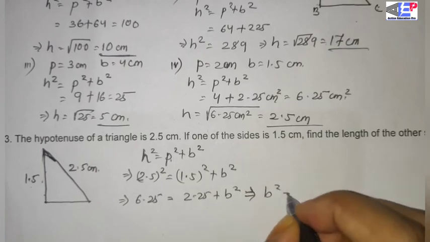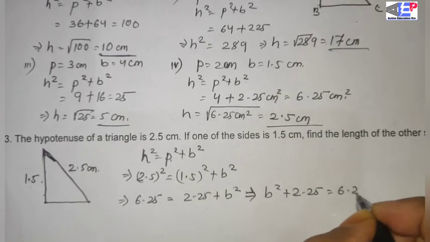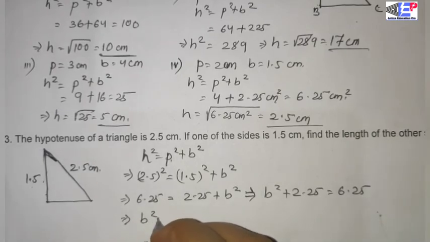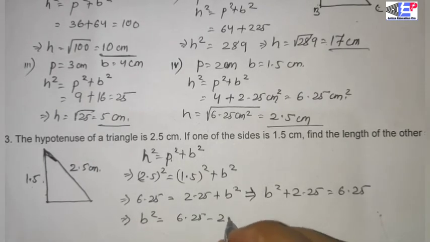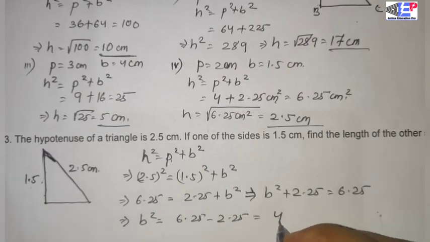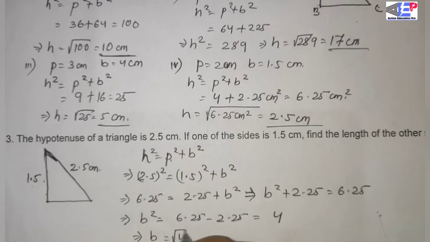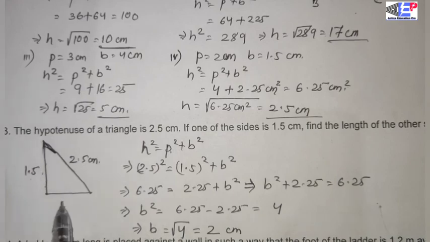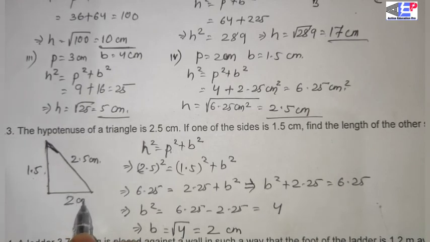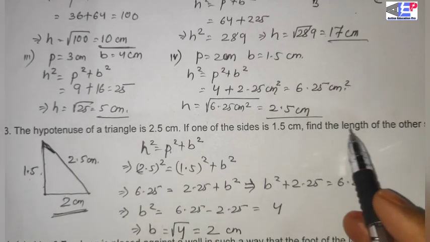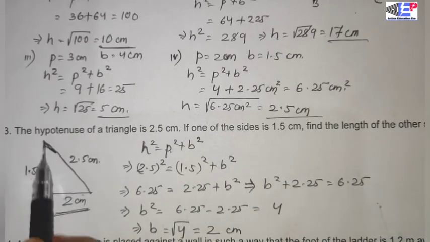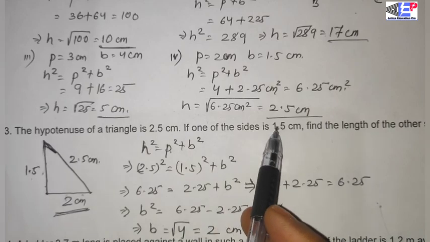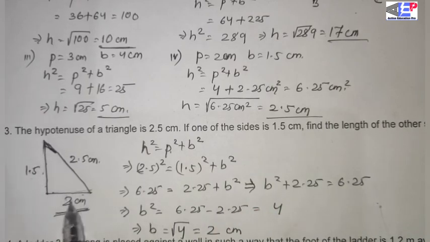You can write here B square plus 2.25 is equal to 6.25, and B square is equal to 6.25 minus 2.25, which is equal to 4, and B is equal to square root of 4, which is equal to 2, and its unit is centimeter. So this is the solution. B means base. Here the solution is 2 centimeter. This is the answer for the base. Find the length of the other side: here the other side is the base, because I take the perpendicular as the one side given to us, 1.5 centimeter, and I have to find the value of the base. This is 2 centimeter.